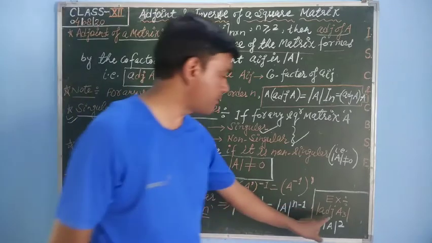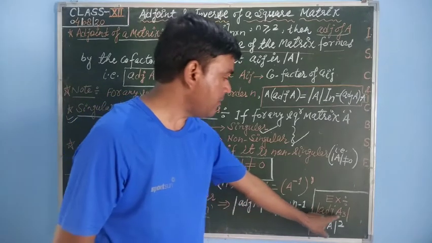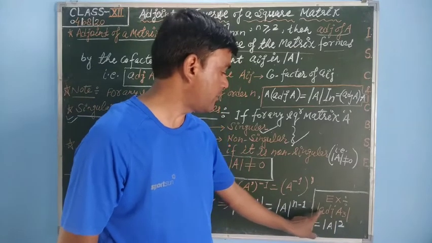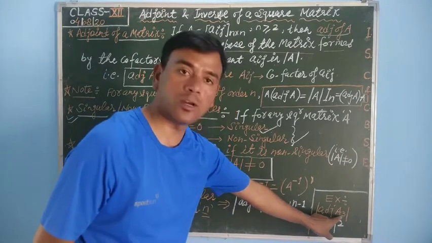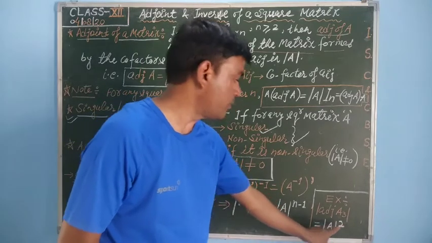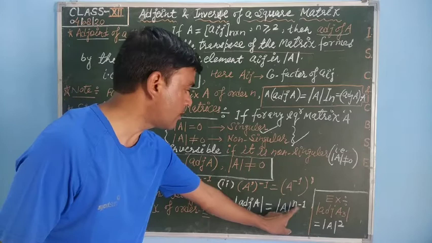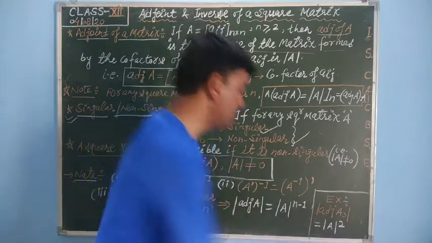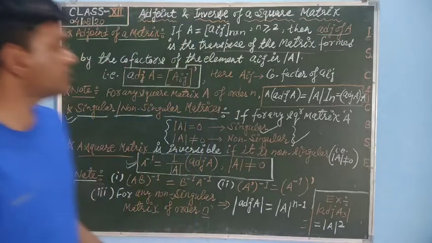For example, if any matrix of order 3 by 3 is given, then the determinant of its adjoint is always equal to the determinant of that matrix raised to the power 2, because the formula is order minus 1, and here the order of the matrix is 3, so 3 minus 1 is equal to 2. You have to keep this in your mind. These are some basic properties.